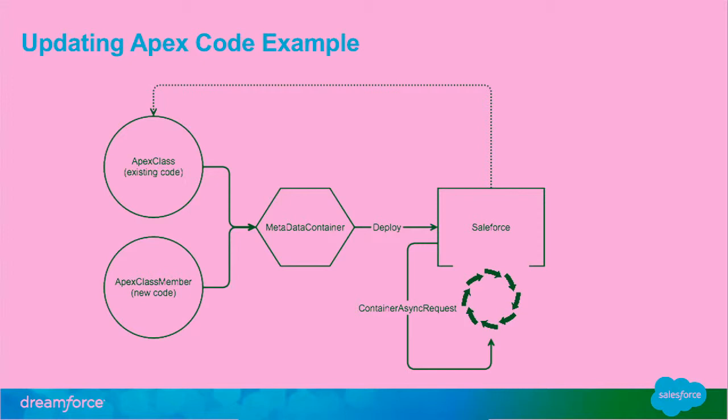So the first thing you do is, in the middle, you create a metadata container. And you take your new code and add it to that container, and that's called the Apex class member. Then you take the existing Apex class and add that to the metadata container, and that's got a reference to your actual class in Salesforce. And then you deploy that. And that's going to spit back a container async request ID.